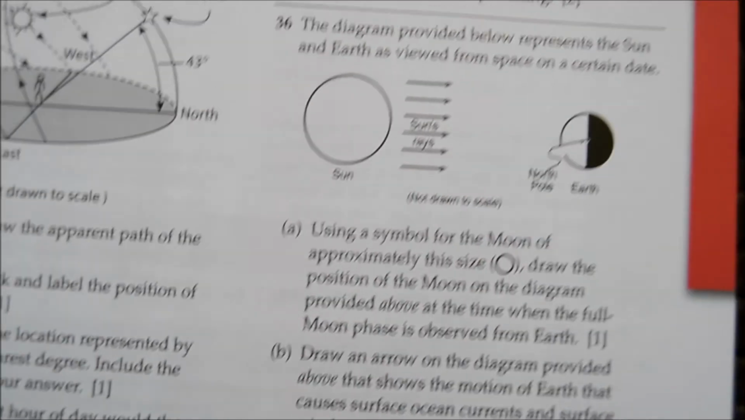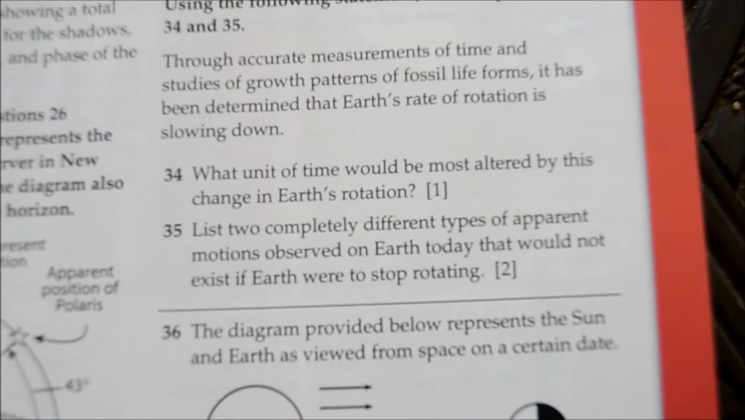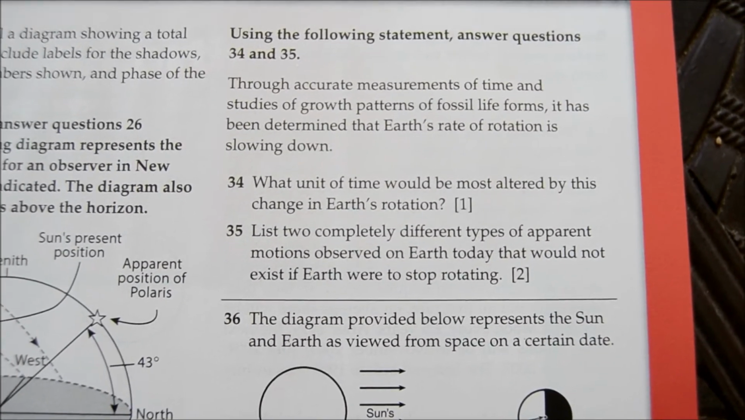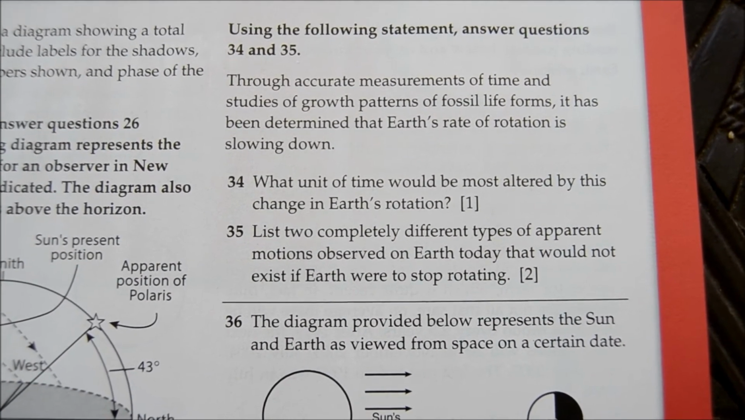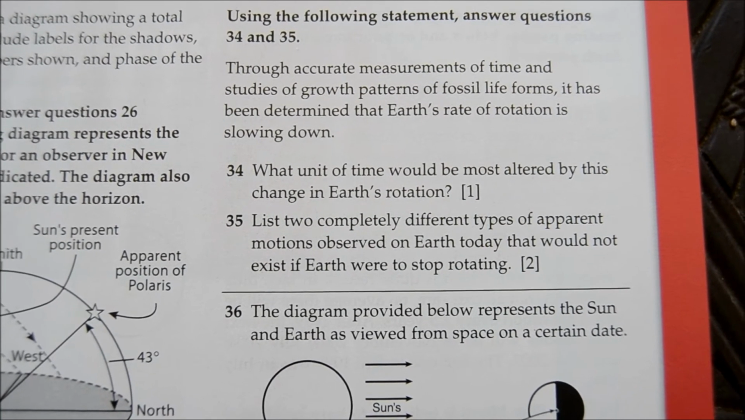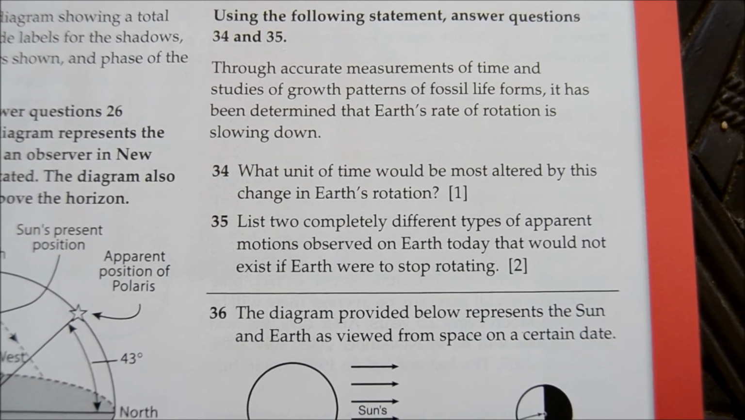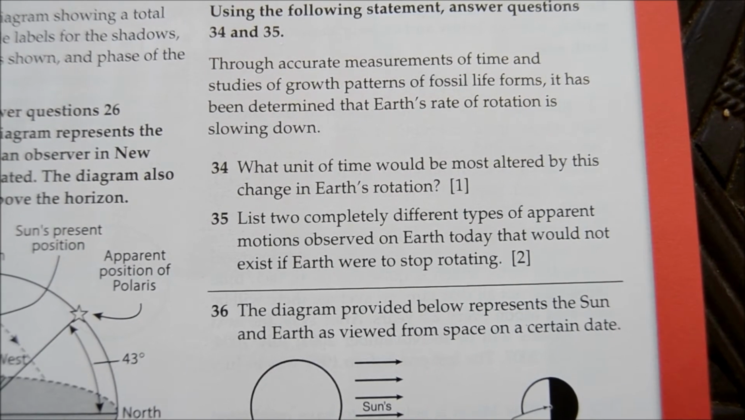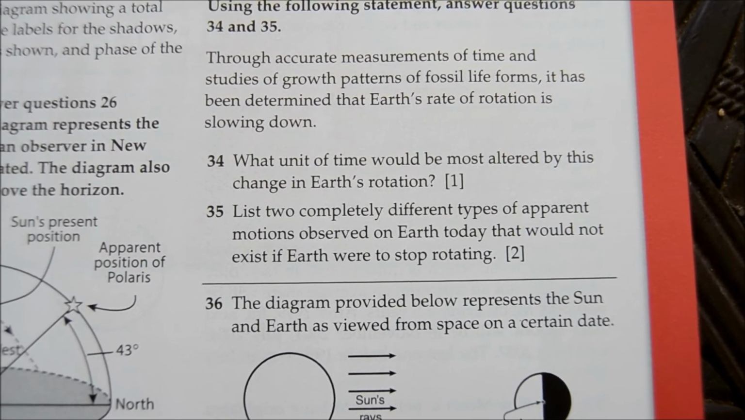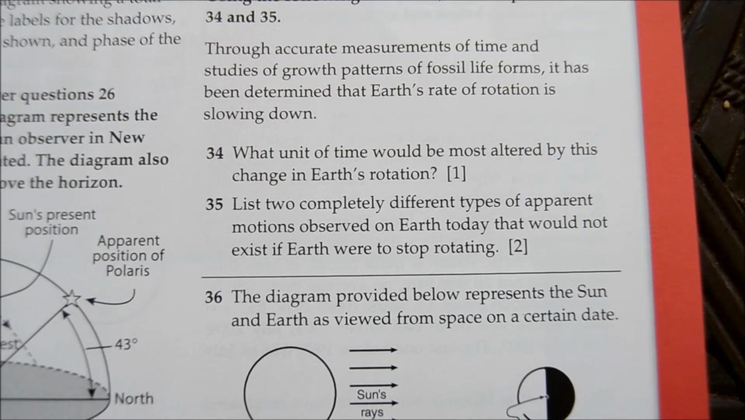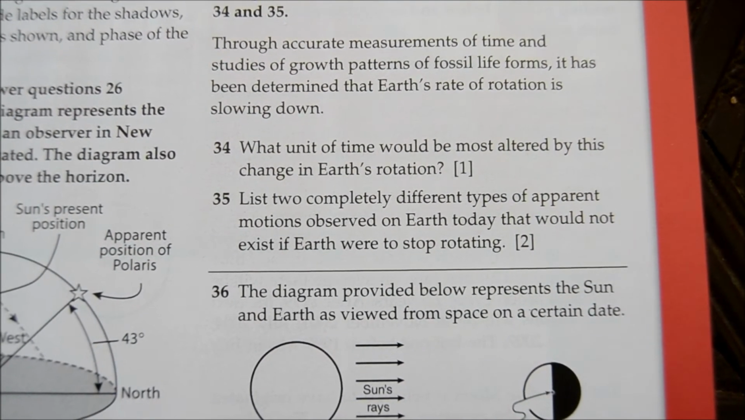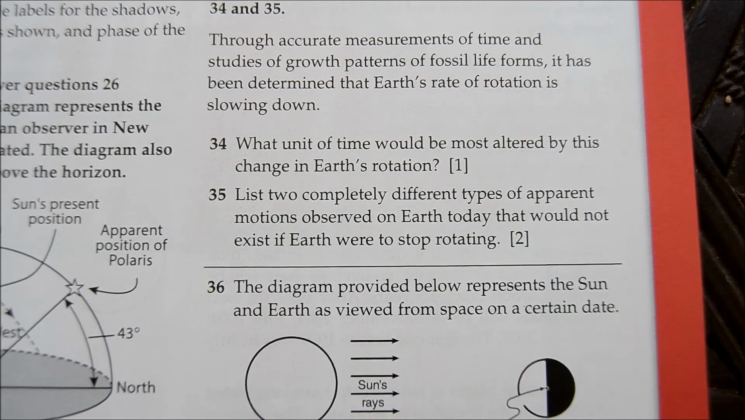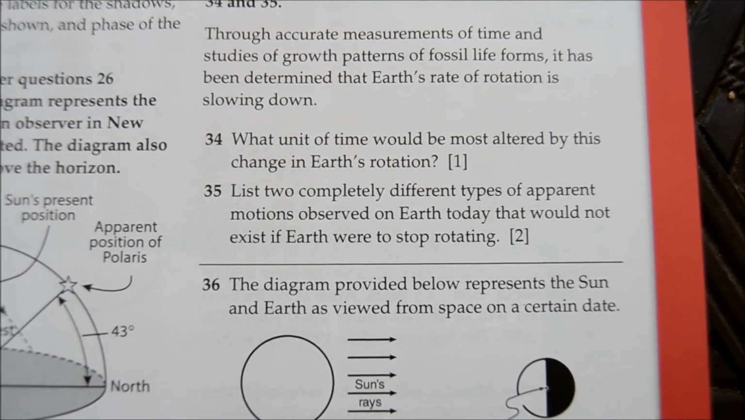Using the following statement, answer questions 34 through 35. Through accurate measurements of time and studies of growth patterns of fossil life forms, it has been determined that the Earth's rate of rotation is slowing down. 34. What unit of time will be most altered by this change in the Earth's rotation? Well, the thing that changes with rotation is day, because remember, a day is how long it takes the Earth to rotate.